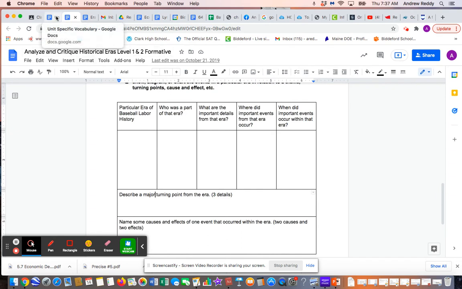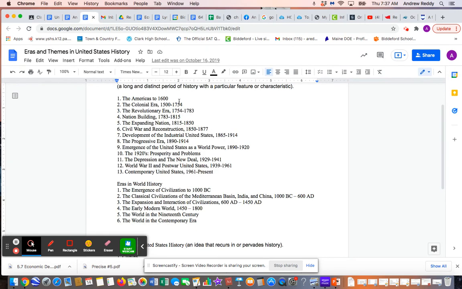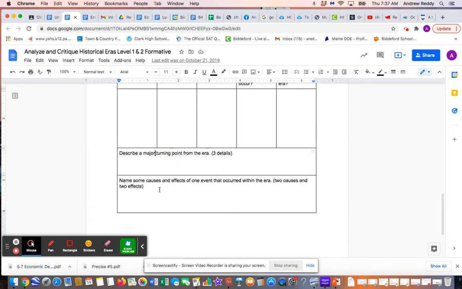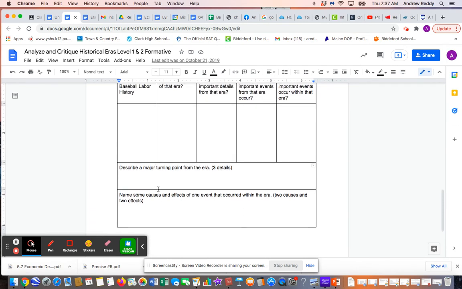So again, you're going to go here to a historic era, and somewhere during this historic era, something happened with the labor history of baseball. And again, since baseball was really begun in the 1860s, you really want to pick something that happened here in 7 through 13, as far as the labor history of baseball is concerned. And name some causes and effects of one event that occurred within the era.